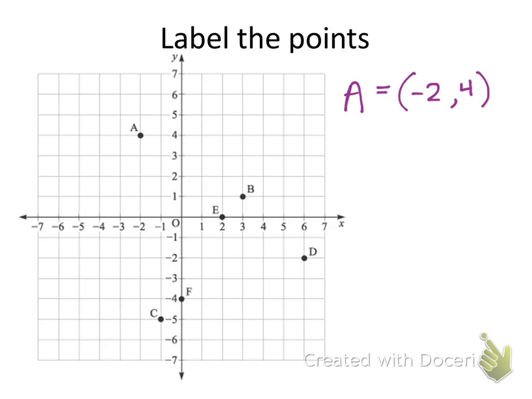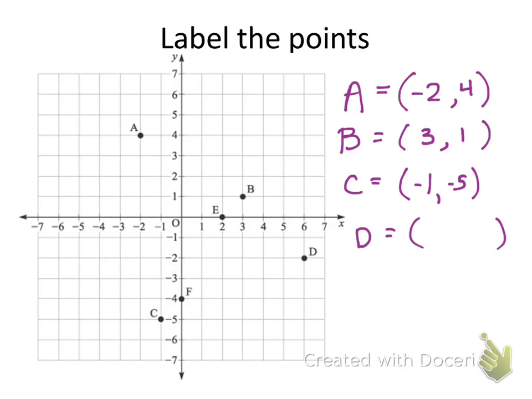Okay, B. Darius, what ordered pair represents B? 3, 1. 3, comma 1. Perfect. C. Clay, what ordered pair represents C? -1, -5. Very good. -1, -5. Jacob, what ordered pair represents D? 6, -2. 6, -2. Perfect. Morgan, what ordered pair represents E? 0, 2. No. 2, 0.